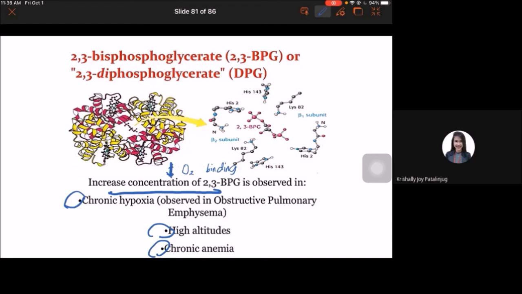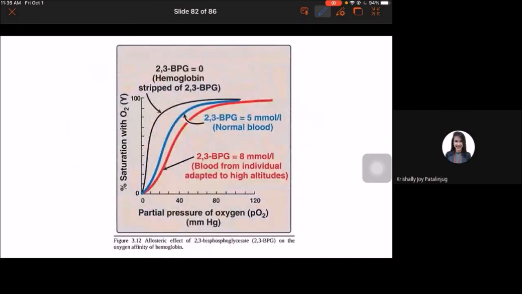Okay, kaya yung graph shift to the right as well. Okay, shift to the right to compensate, no? To compensate that less oxygen binding. So, kailangan ng higher oxygen pressure to saturate the oxygen in the hemoglobin.